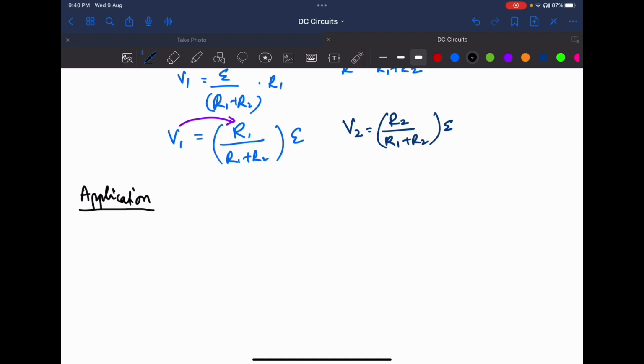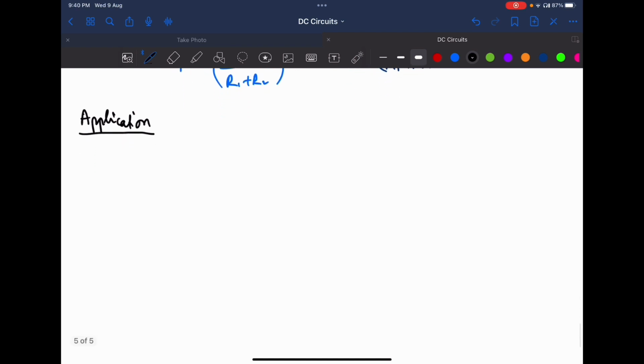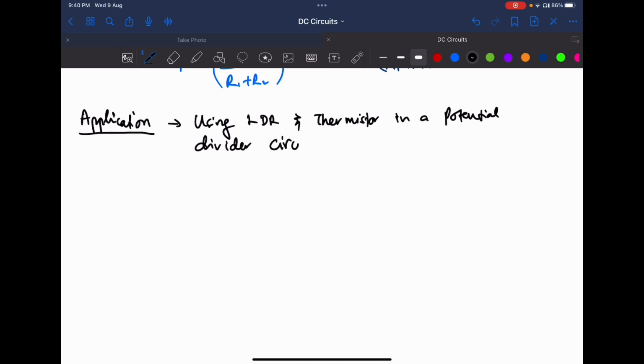So this is where we're going to learn about using an LDR and a thermistor to control a particular switch. So, using an LDR and thermistor in a potential divider circuit. How are we going to use that? Number one, LDR. Okay, let's find out more about LDR.